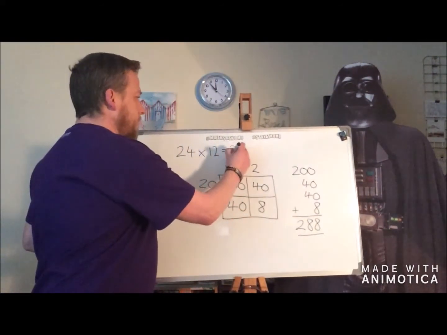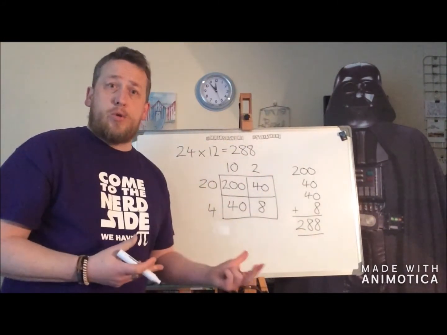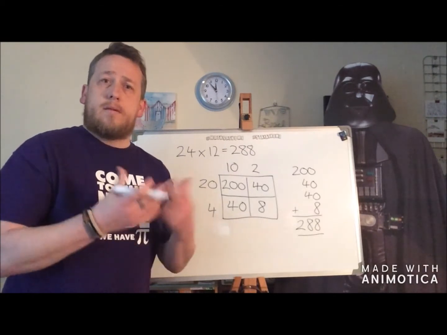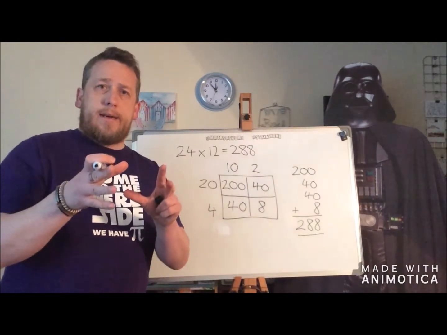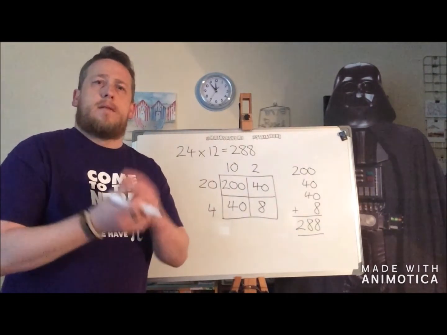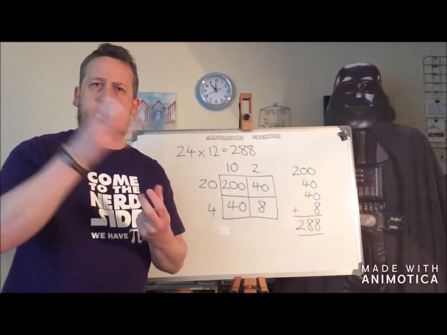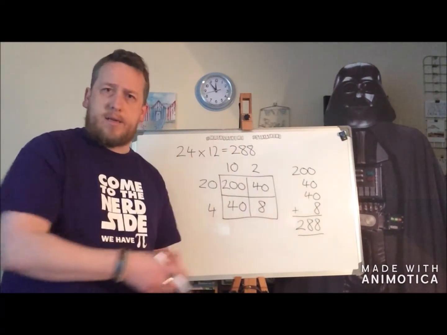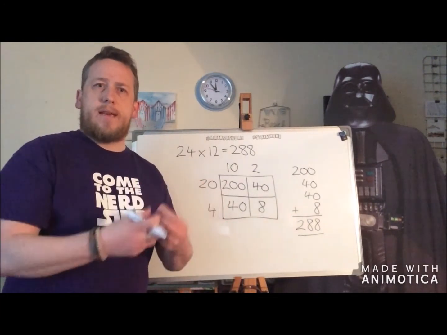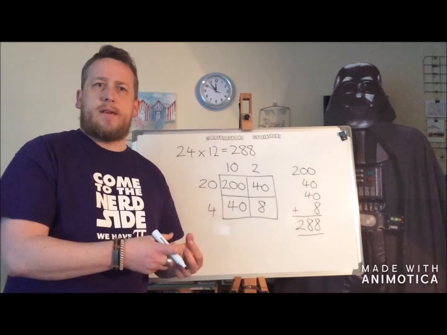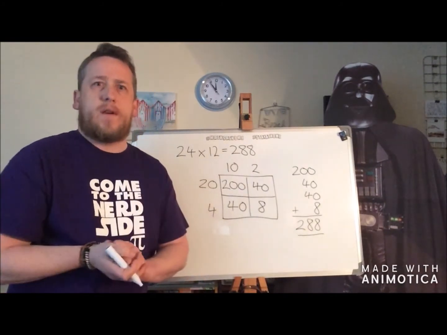So we have now shown how we can multiply together two-digit numbers to get the answer 288. So go away and practice that. Take two two-digit numbers, set out your grid, show how you're going to split your numbers into tens and ones, fill in the boxes, look at the values in the boxes in your grid, and then remember to add up your answers at the end, and then you'll have your final answer.